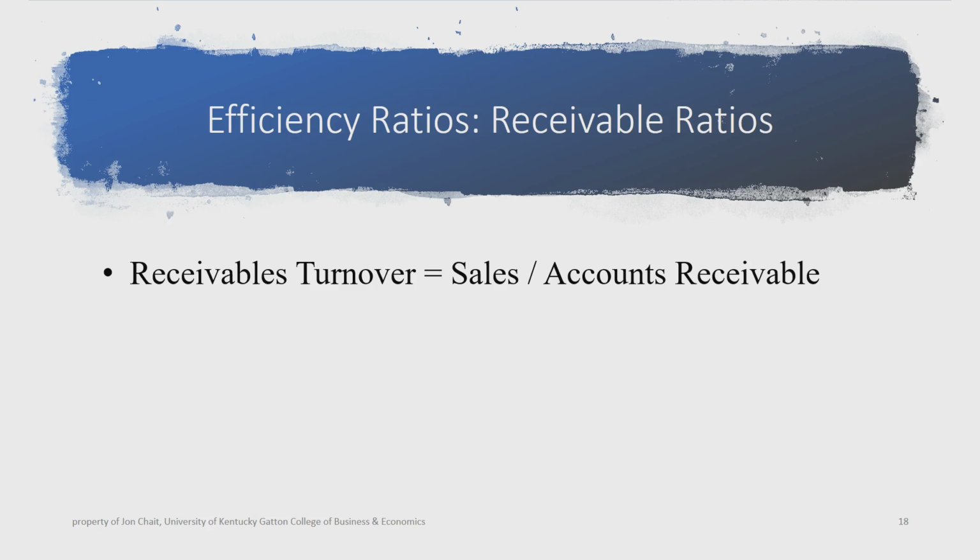Receivables turnover is calculated this way: sales divided by AR. So I call accounts receivable AR. Most of the time I call sales revenues. They're the exact same thing.